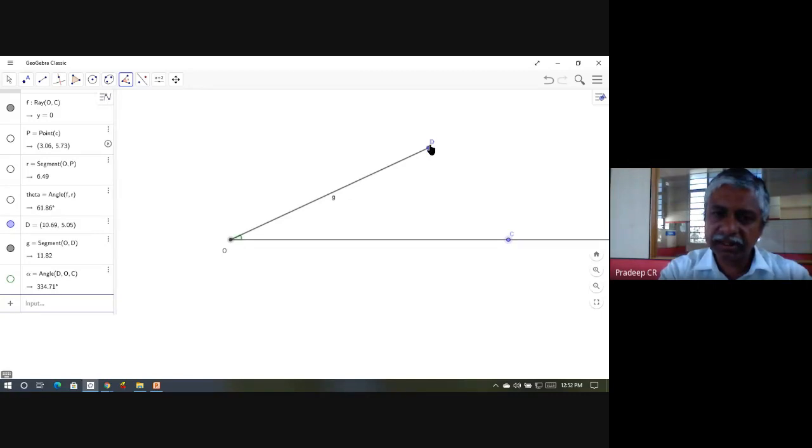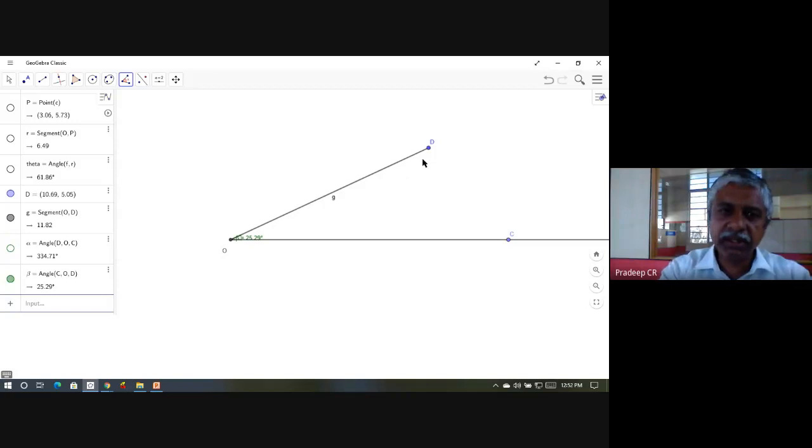This angle, this angle, this is what I want. If I tell you this distance and this angle, I can specify a point. This is what I wanted to show you. You keep seeing here, G is the length of this line segment OD.